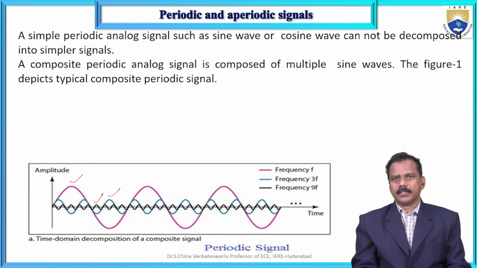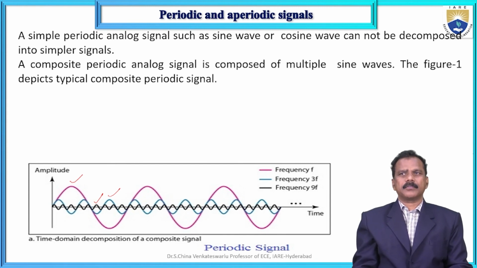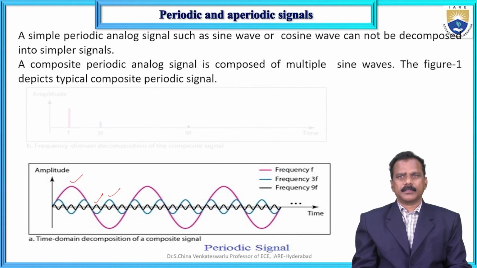Based on frequency, time versus amplitude, the frequency of the blue color is 3f, whereas the black color frequency is 9f. So the composite periodic analog signal is composed of multiple sine waves. The figure depicts a typical composite periodic signal, where the frequencies vary.